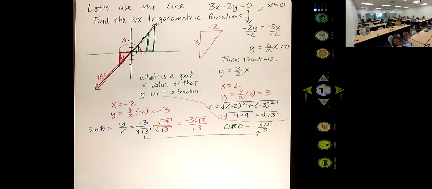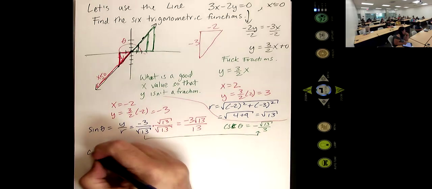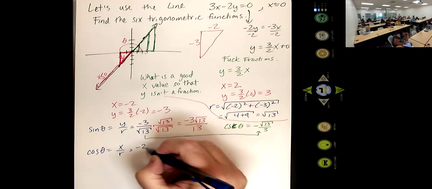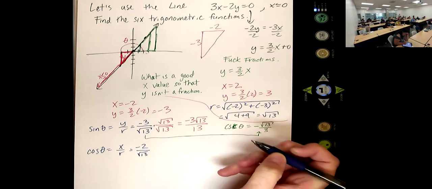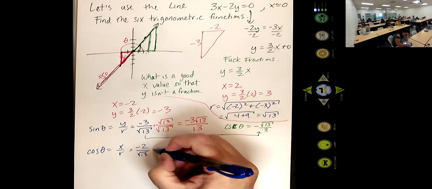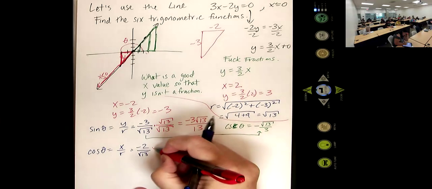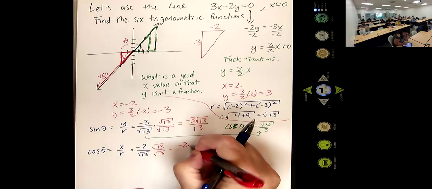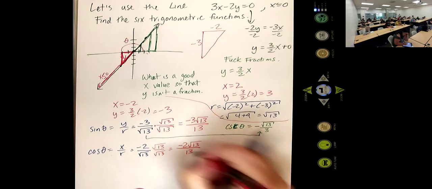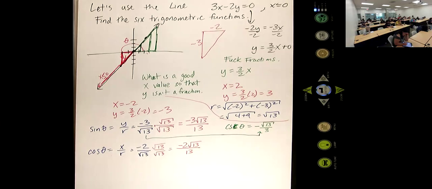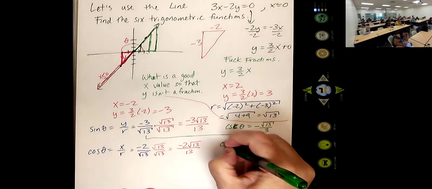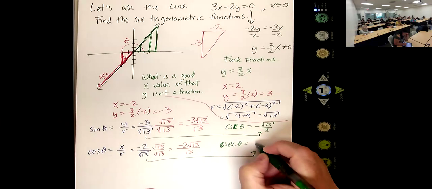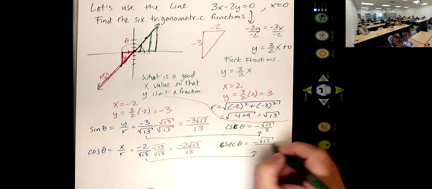If we do cosine, x over r, so negative 2 over the square root of 13. And this follows the same pattern. We multiply by root 13 over root 13. And we get negative 2 root 13 over 13. And secant here, we'll flip that one. Negative square root of 13 over 2.